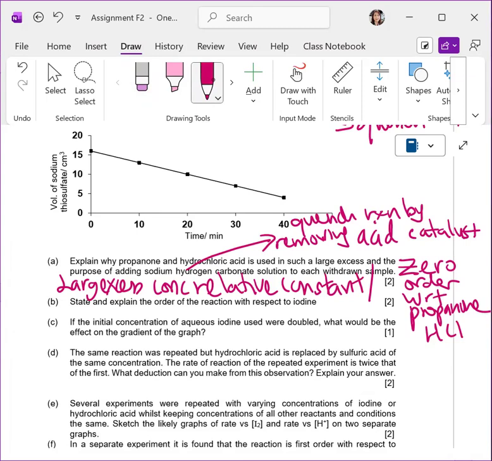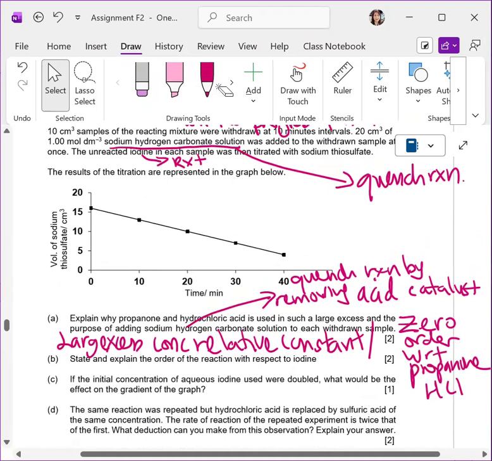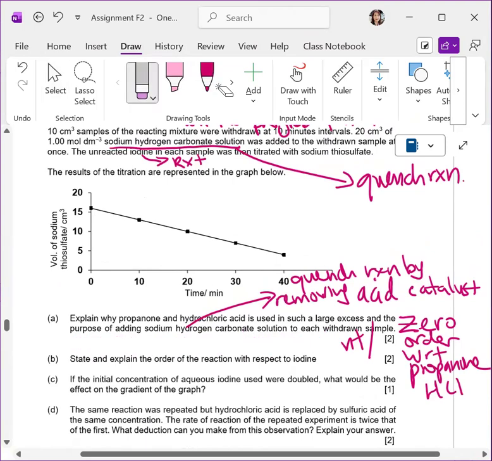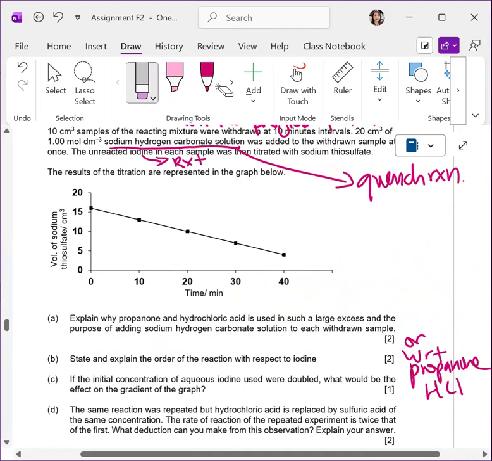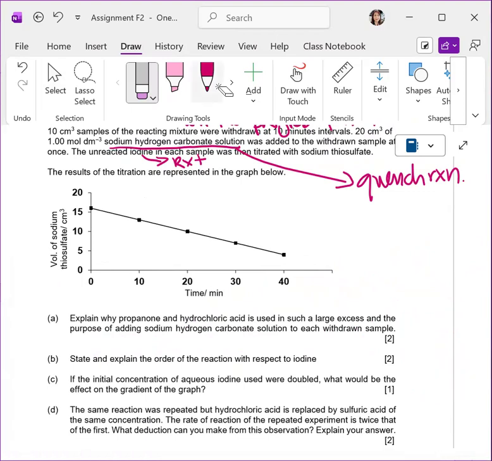Okay, next we are going to look at the order of reaction with respect to iodine. What we have on the graph is not an iodine graph, but the amount of thiosulfate. The thiosulfate amount is proportional to iodine. If there is more iodine, then you need more thiosulfate. Therefore, the trend line for the thiosulfate reflects the same trend line for the iodine. And what type of trend line are we seeing here? We are seeing a straight line.